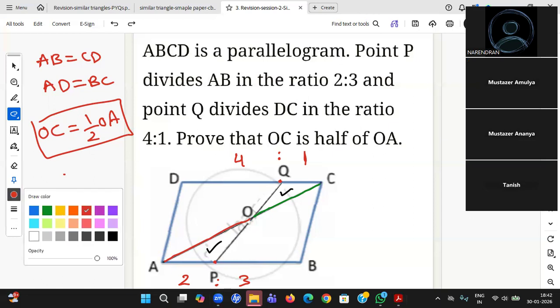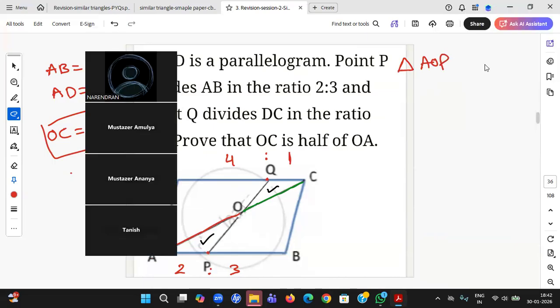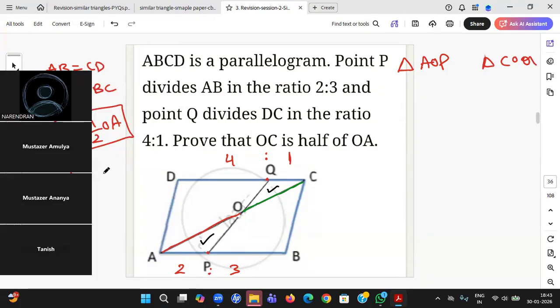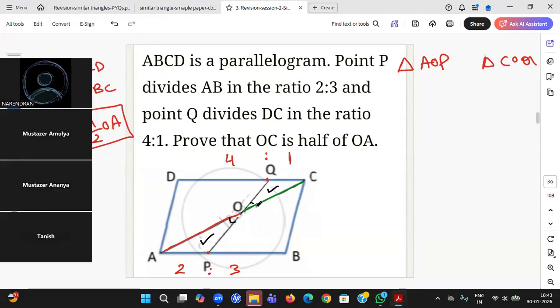So let me take those two triangles. I'll just write triangle AOP and triangle COQ. Now I should write the order, but I'll not write the entire thing, students. So you see why they both are similar? Sir, these are vertically opposite angles. You need to write angle O, the vertical angle. Now you see this is AP, this is CD. They both are parallel lines and this is a transversal. So what can you say?